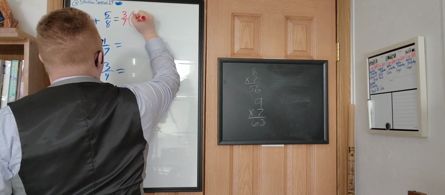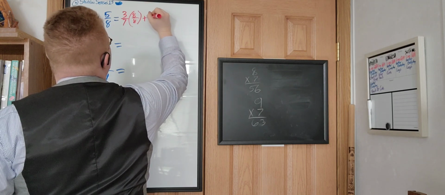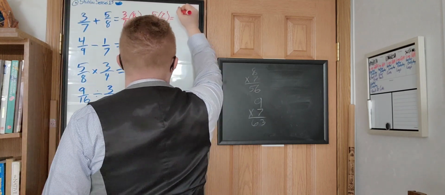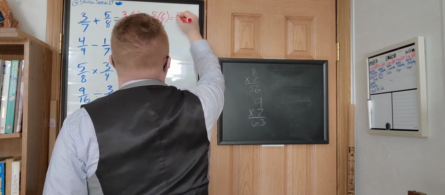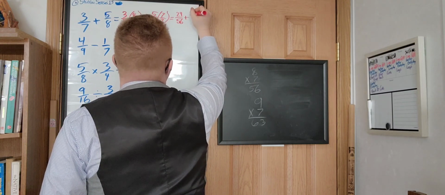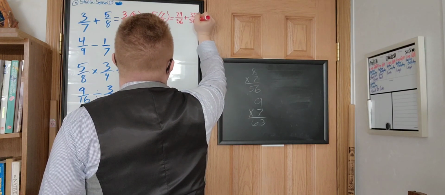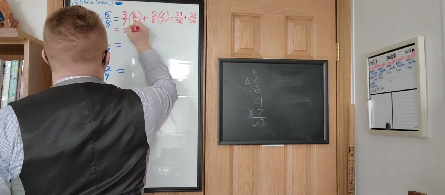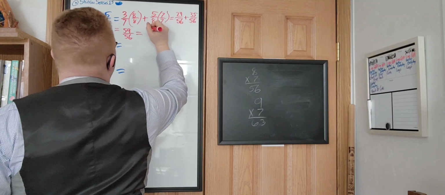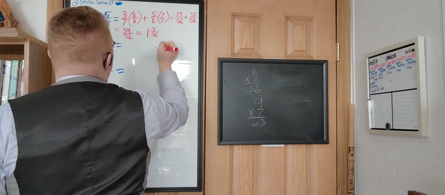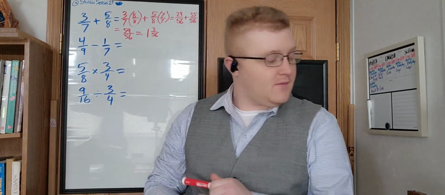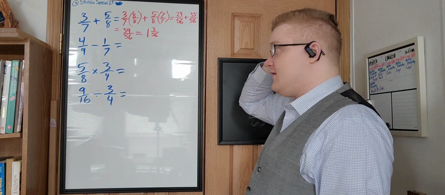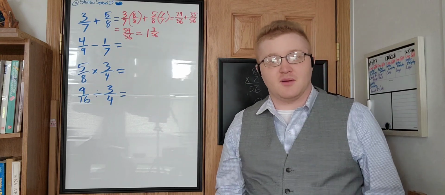3/7 times 8 over 8 plus 5/8 times 7 over 7 is equal to 24/56 plus 35/56, which now is equal to 59/56. And since that's the final answer that we need, it is 1 3/56. Right? So 1 3/56 is the simplified version of the 59/56, the improper fraction version.